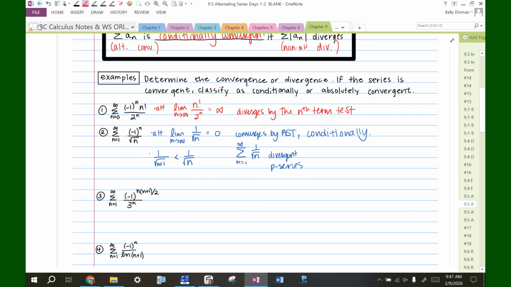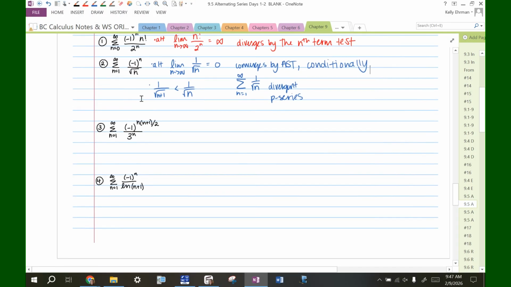Okay, let's take a look at number 3. If you don't see an obvious -1 to the n, if it's something more complicated than that, you always need to check what's happening with these signs. It's not guaranteed that this is alternating. It could turn out that it's always positive or always negative or just some other pattern. So let's do a quick check on this first.